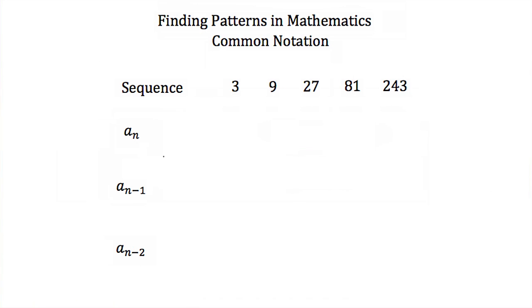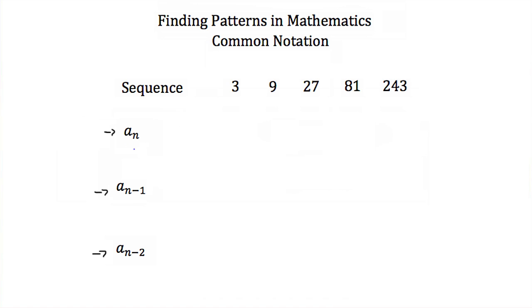Other common notation that you'll find other than a sub n is a sub n minus 1 or a sub n minus 2. A sub n minus 1 just means that we're subtracting 1 from n. Well again, a sub n is some term in our sequence. So if we have a sub n minus 1, then that just means that n is 1 less, or this is the term before a sub n in the sequence. A sub n minus 2 would be the term 2 terms before a sub n in the sequence.